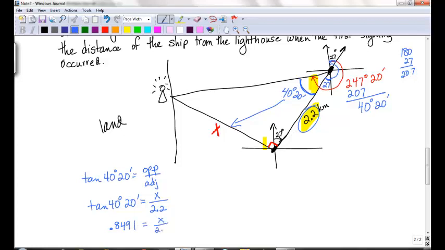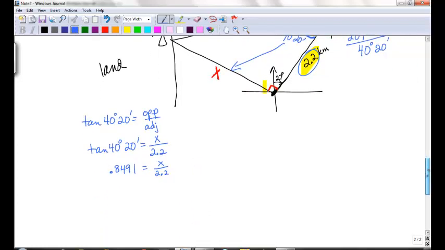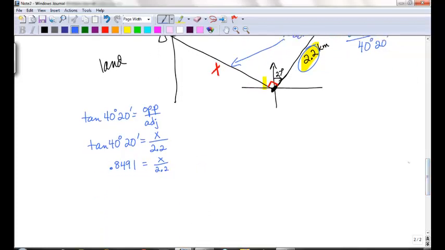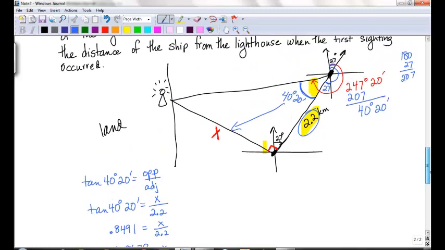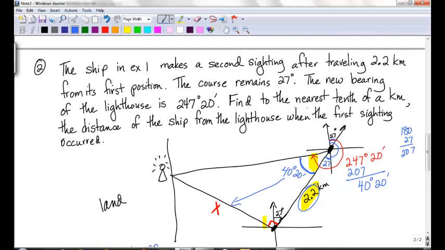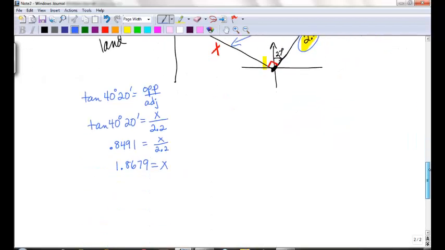Now, don't type in 0.8491, because all those decimals are still in there. You don't round on these until the final answer. So this is x divided by 2.2, so do the inverse: just take it times 2.2. I get 1.8679. Then you have to go back and look at the rounding. Find to the nearest tenth. The digit is 5 or greater, so you round that up. So 1.9 kilometers.